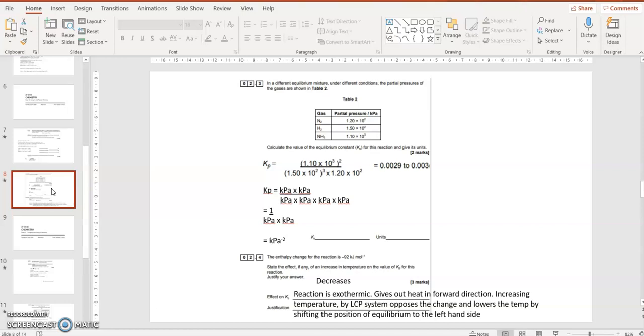So it won't give out more heat to the surroundings. That would increase the temperature of the surroundings. It wants to lower the temperature by shifting the position of equilibrium to the left-hand side. That means you make less ammonia, less product, and your Kp, which has got products on the top and reactants on the bottom, will decrease.